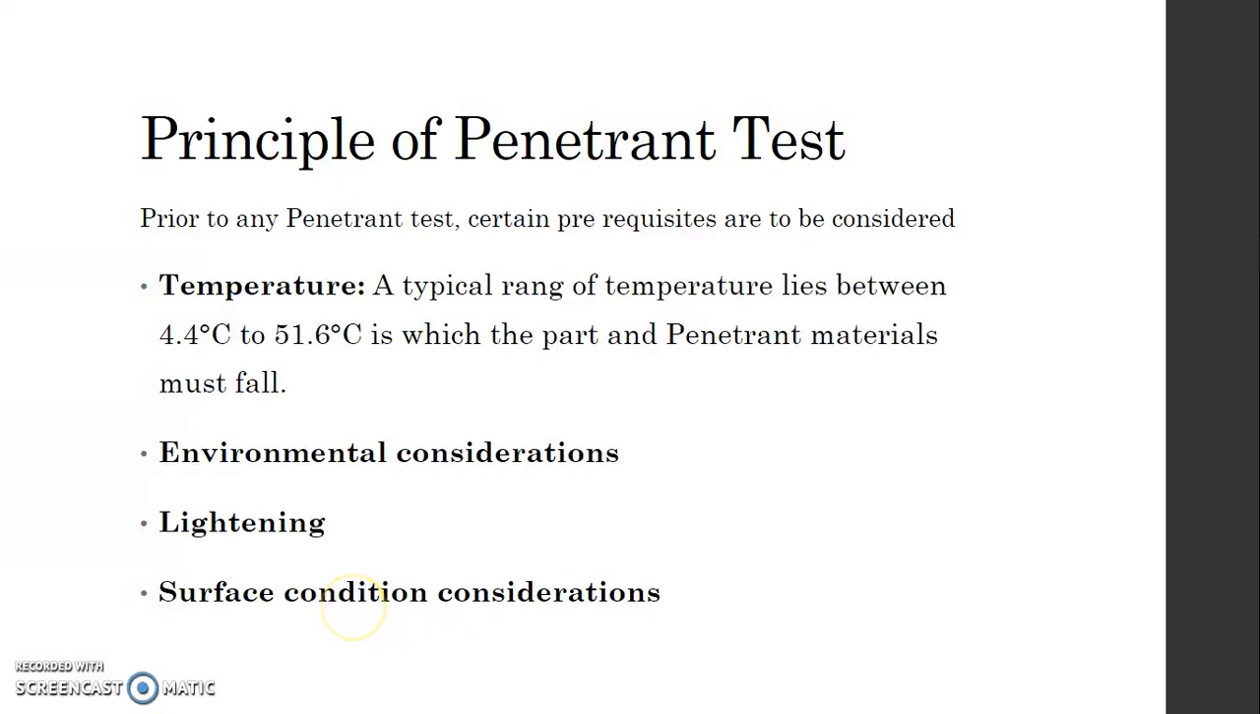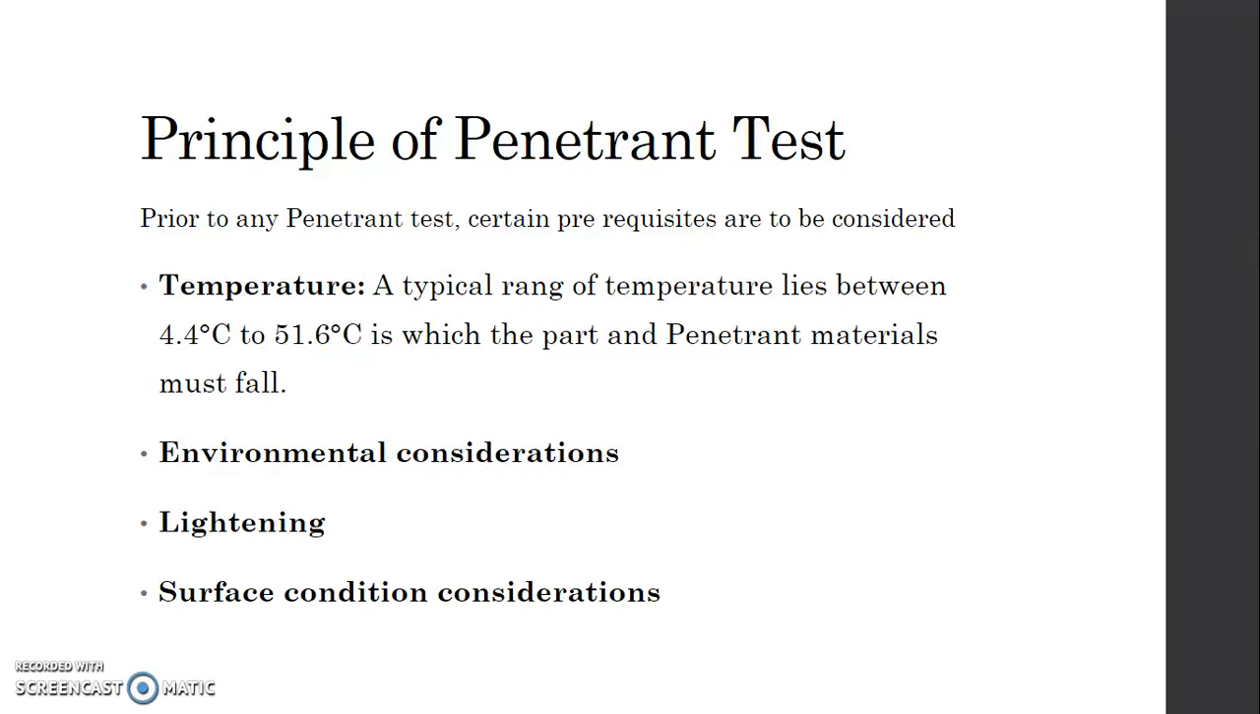The main principle of the penetrant test: temperature is very important. We have to make sure the temperature lies between 4.4 degrees Celsius and 51.6 degrees Celsius. Within this range we can do the penetrant testing. If the temperature is beyond the preferred range, then the liquid penetrant and the developer will be damaged.